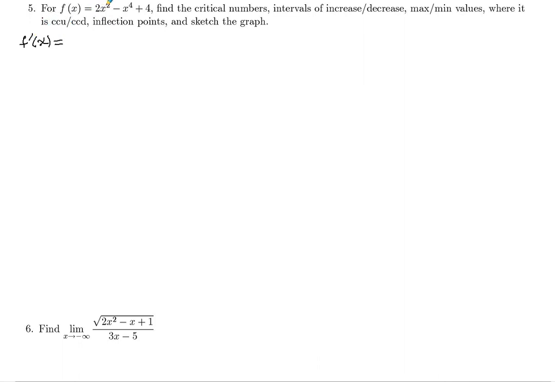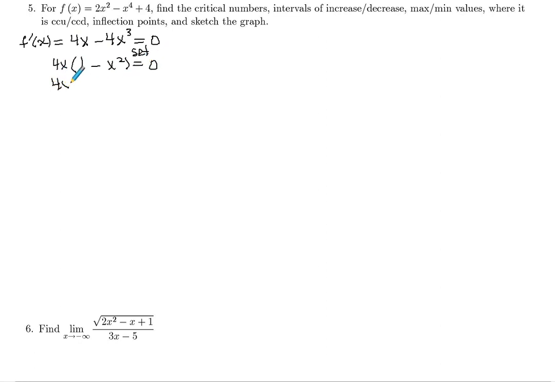So f prime, derivative of 2x squared is 4x. Minus 4 comes down times x, decrease your exponent. Derivative of 4 is 0, and then set that equals 0. And now we've got to solve this guy to find our critical numbers. So we've got a common 4, and then also a common x we can factor out. So 4x comes out. Just a 1 left here. 4 and an x out there, be an x squared left.